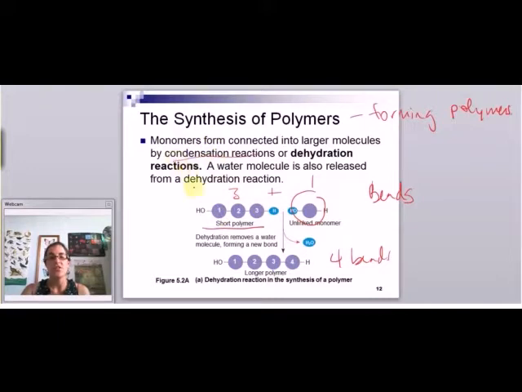This is called a dehydration reaction because these reactions release water. So water is going to be involved in this reaction.